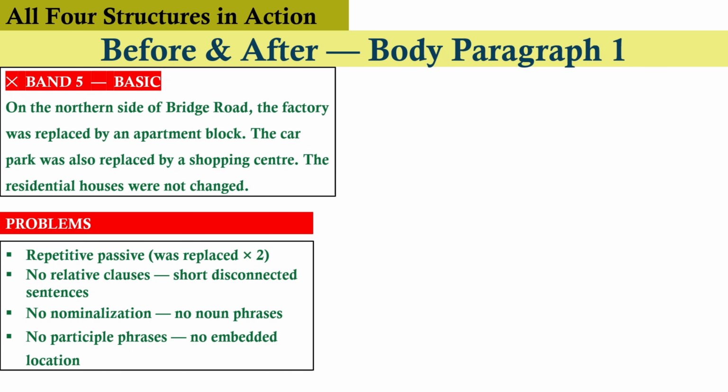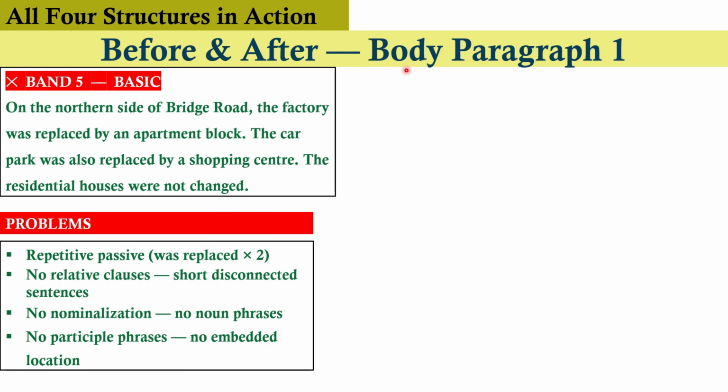Now let's see all four structures working together. On the left is a basic Band 5 style paragraph. The information is accurate, but the sentences are short, repetitive, and structurally simple. Notice how the same passive pattern is repeated throughout, with no attempt to combine ideas or vary sentence structure.